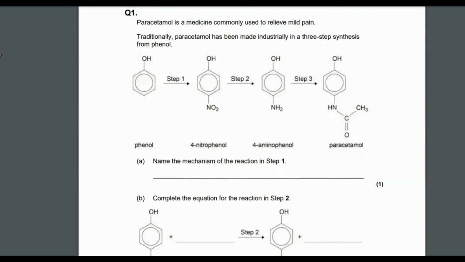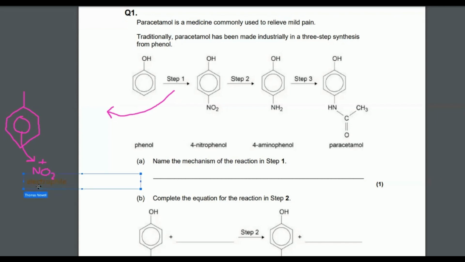So name the mechanism for the reaction in step one between phenol and 4-nitrophenol. So in order to understand this, let's look at what's taken place between phenol becoming 4-nitrophenol. So what have we added? We've added NO2, and you need to know this off by heart. It's one of your key bits of content.